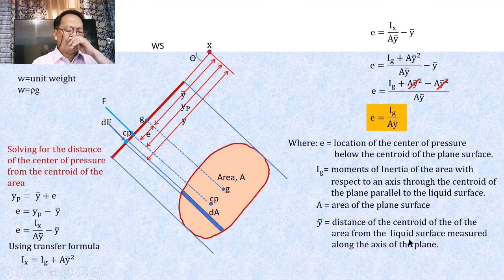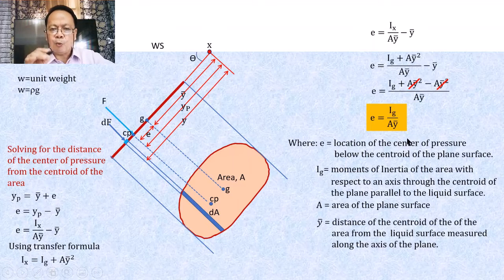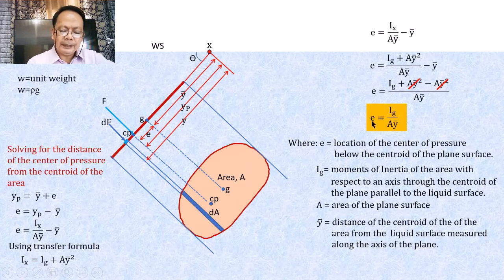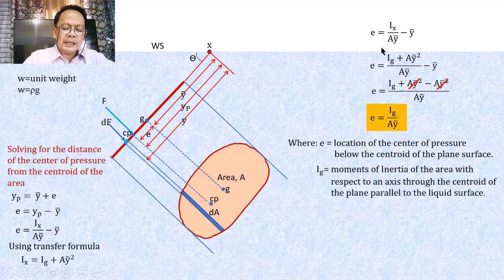There is something I want you to understand. Let us go back to y sub p. Our y sub p is equal to this one, I sub x over A bar y, while our E is I sub G over A bar y. Let us not confuse them. When we refer to E, we measure the distance from the centroid, therefore the moment of inertia we use is the moment of inertia with respect to the centroid. Meanwhile, our y sub p is this part only, I sub x over A bar y.